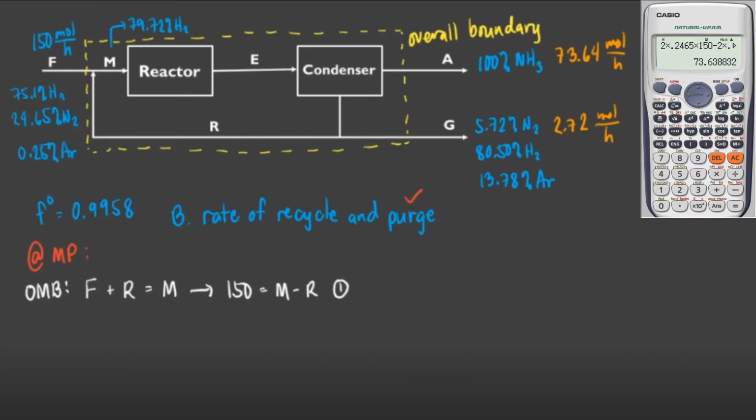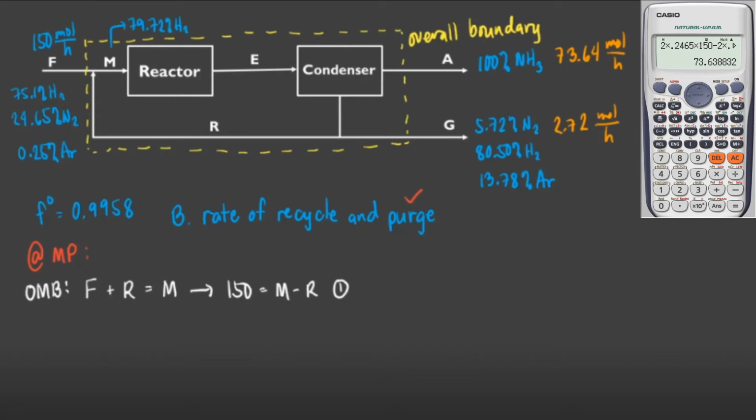In our equation 1, we have two unknowns, that is M and R. Therefore, we still need another equation in order for us to determine their values. Our second equation would come from a component balance. It's either hydrogen, nitrogen, or argon. But if you take a look at our given, we are only given the hydrogen concentration or the mole percent of hydrogen for all streams. For the mixed feed, that is 79.72%. For the fresh feed, it's also given. And for the recycle stream, since it has the same composition as the purge stream, we can also use the composition of the purge stream to represent the composition of the recycle stream in this case.